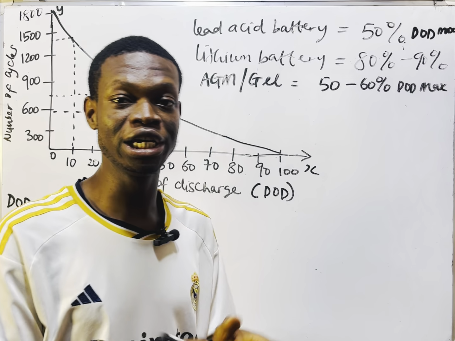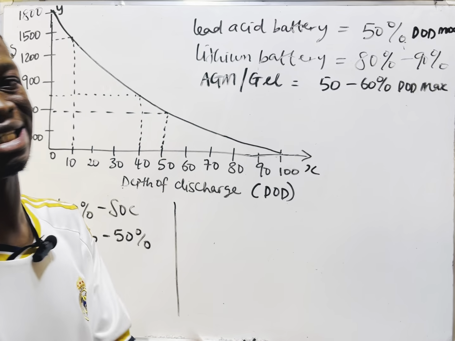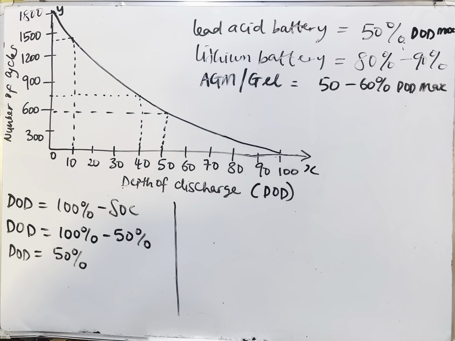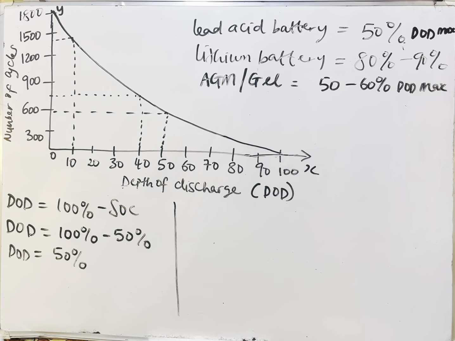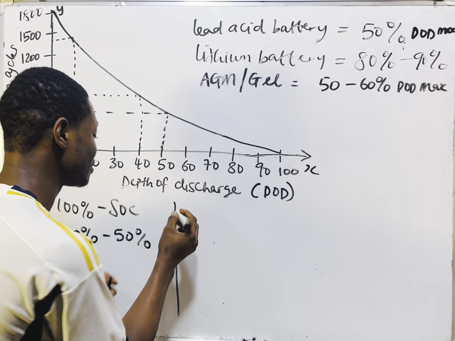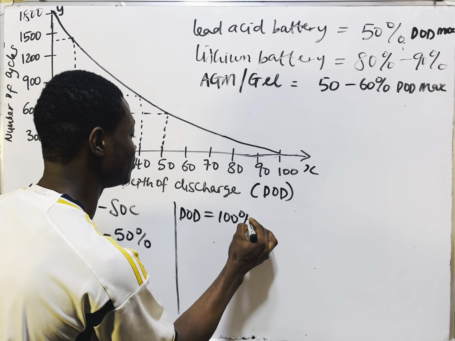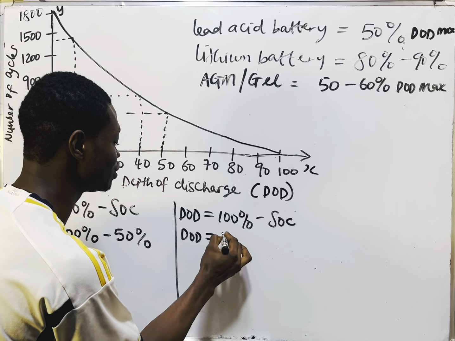Find the DOD of a battery bank with SOC of 30%. Can you find it? I'm waiting for you. Good. Your SOC is 30%. Find the DOD. Good. Your answer is 70%. You're intelligent. So let's solve it. DOD is equal to 100% minus SOC, right? So our DOD will now be what?